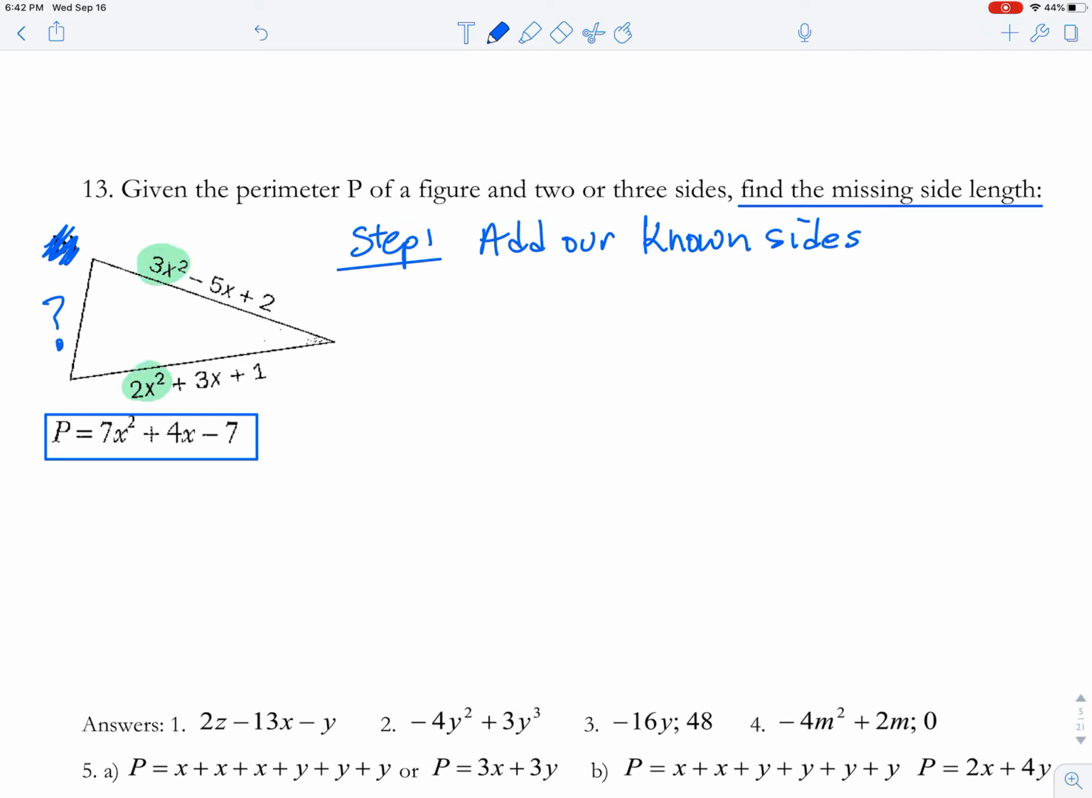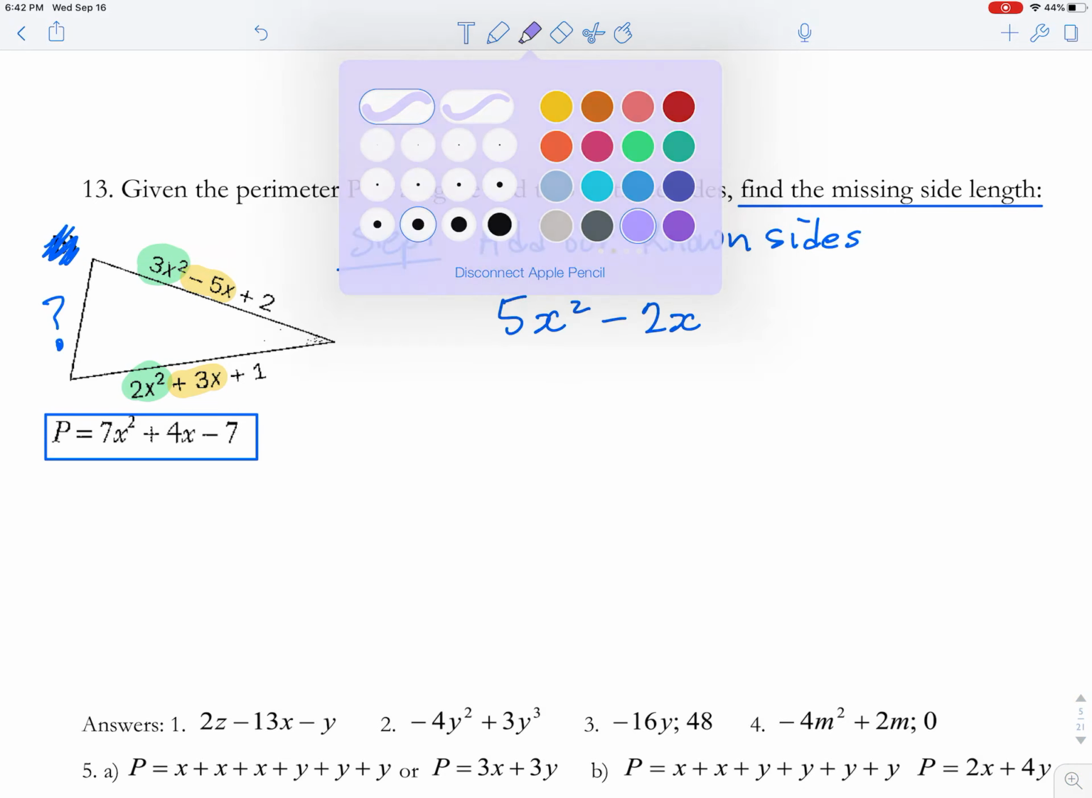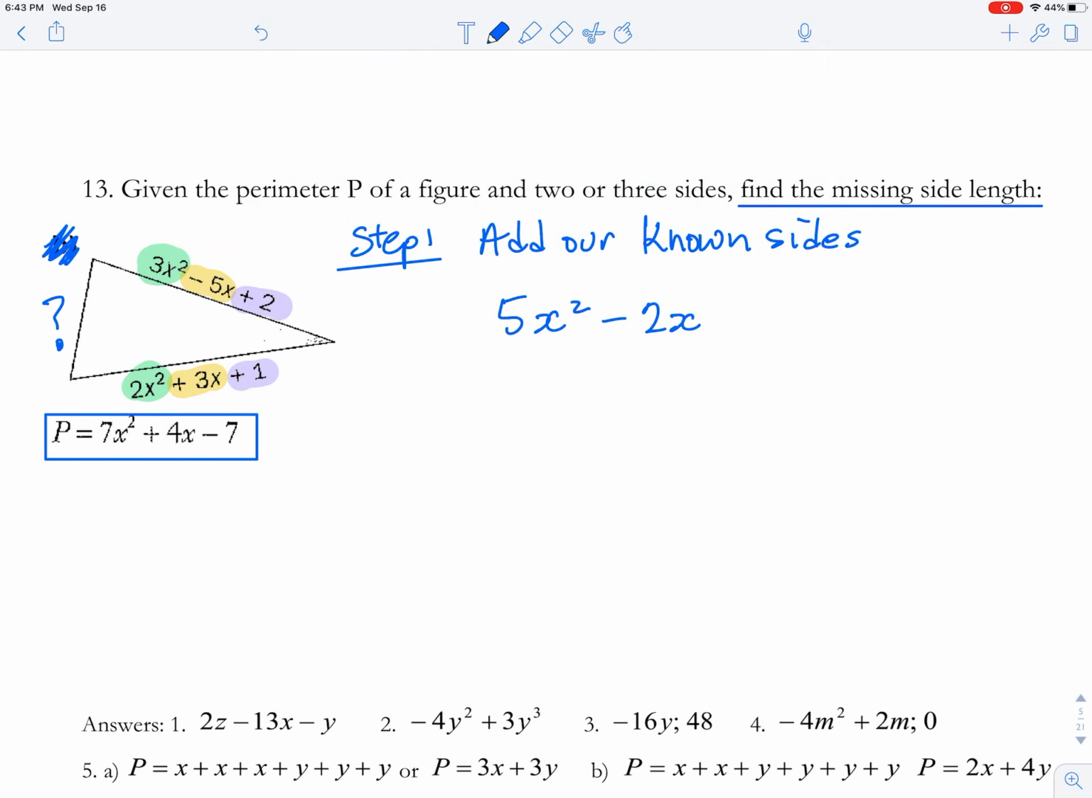3x squared plus 2x squared gives 5x squared. Minus 5x plus 3x is going to give me minus 2x. And then plus 2 plus 1 gives plus 3. So somehow those known sides plus some sort of unknown side, and we're going to have to do a little bit of backwards thinking, is going to have to give us 7x squared plus 4x minus 7. So we'll have to be thinking 5x squared plus something else gives us 7x squared. So that one's not too hard.